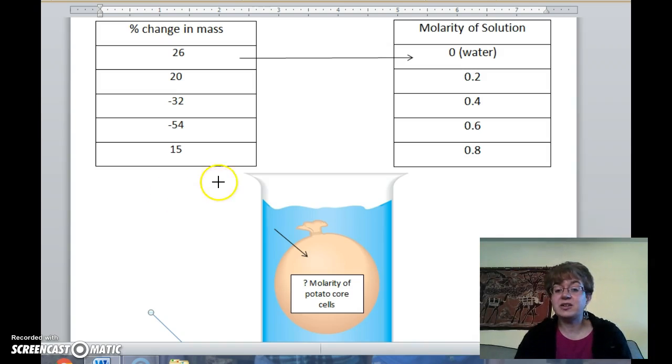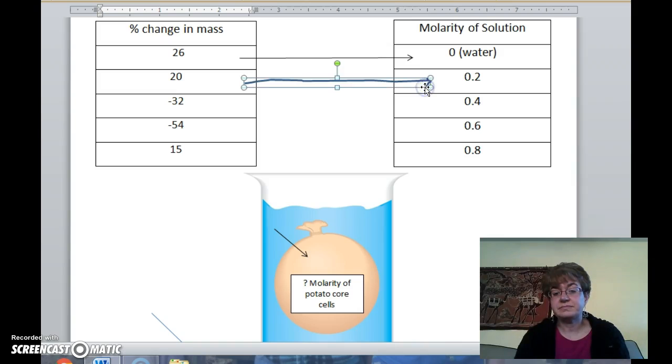So I think 0.2 is kind of close to water. So I think 0.2 should be the next greatest gain in mass. So my next greatest after a 26% gain would be a 20% gain. So I think that this should go to my 0.2.